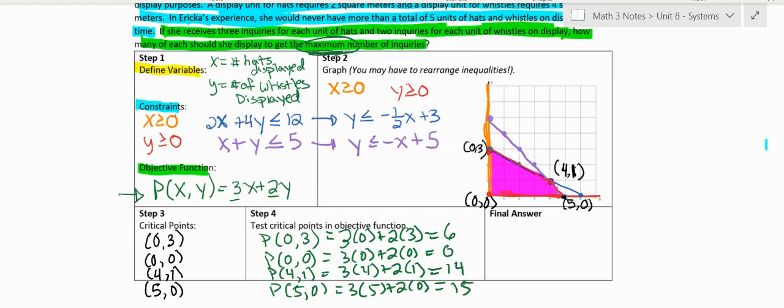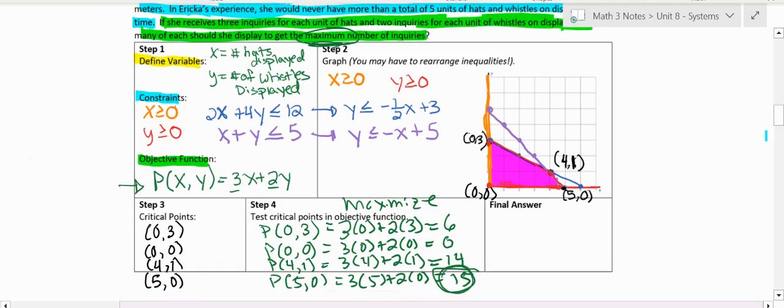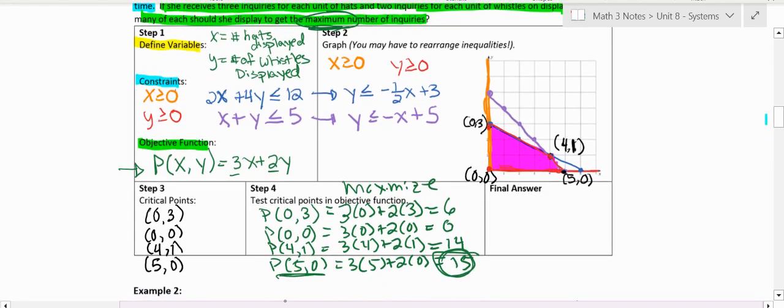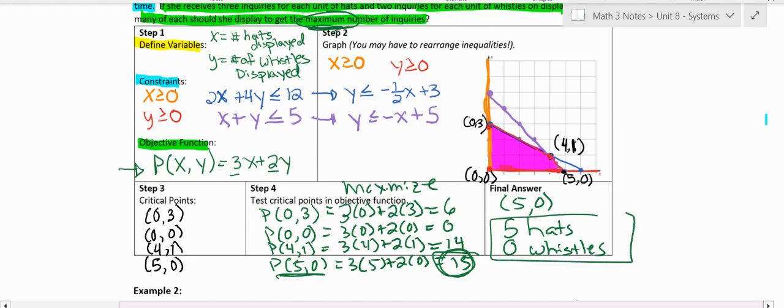It said we wanted to maximize. So my greatest value is actually 15, which means that the point (5, 0) gave me the maximum number. So we defined that as 5 hats and 0 whistles. And that would be it.